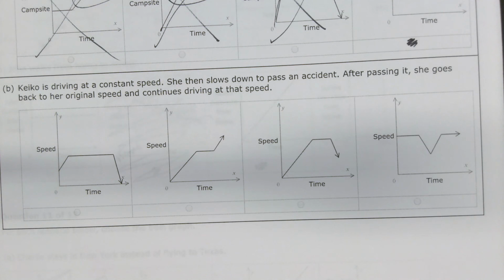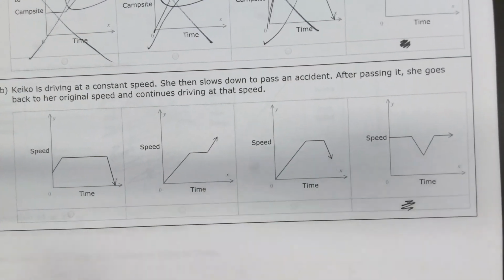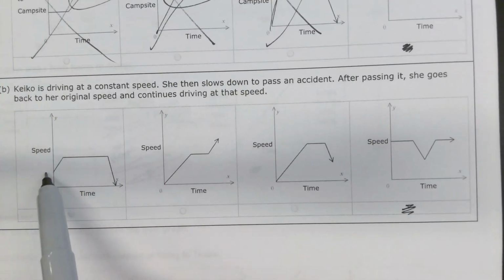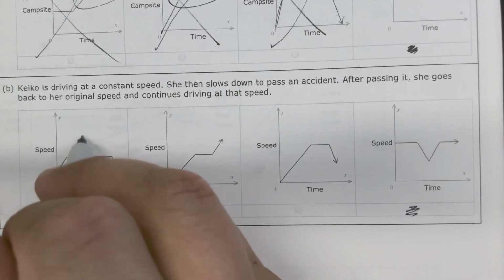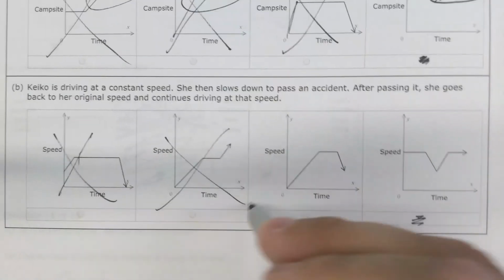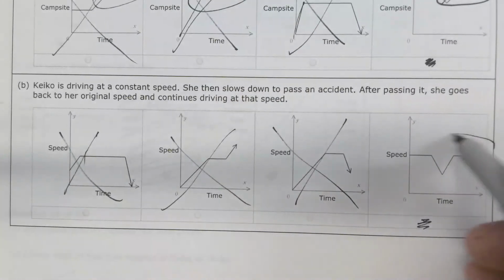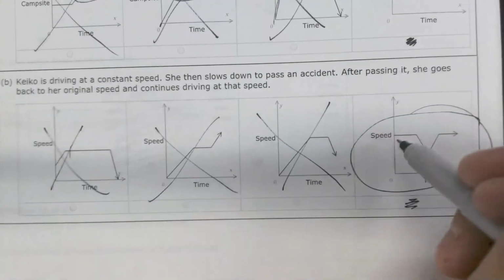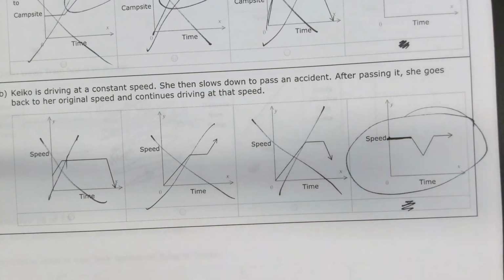Keiko is driving at a constant speed. She then slows down to pass an accident. After passing it, she goes back to her original speed. So which one is it? D. It's definitely D. This is very easy. Watch. Keiko is driving at a constant speed. If speed is the y-axis, that one doesn't start off constant, that one doesn't start off constant, that one doesn't start off constant. Without reading anything else, I knew the answer was going to be D. Because D starts off constant.